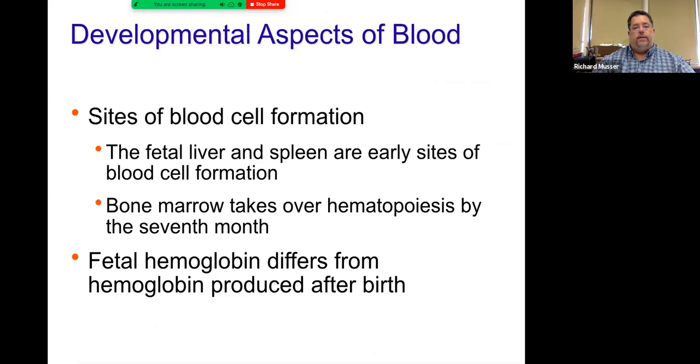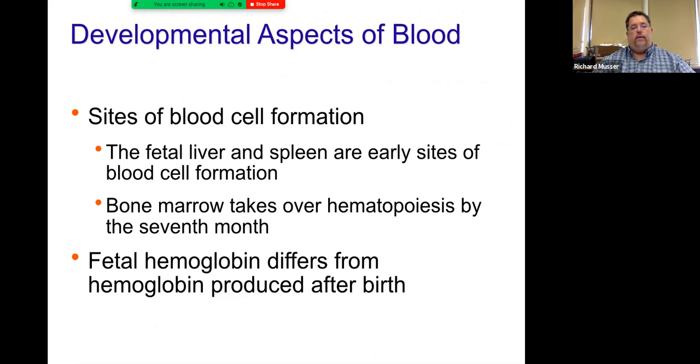Now, this isn't always the case. The bone marrow is important for us to make red blood cells, but actually, the fetus's liver and spleen are also important for blood cell formation. So more portions of the body of a fetus are involved in blood cell formation, i.e., the liver and the spleen. Fetal hemoglobin actually differs from the hemoglobin after birth.